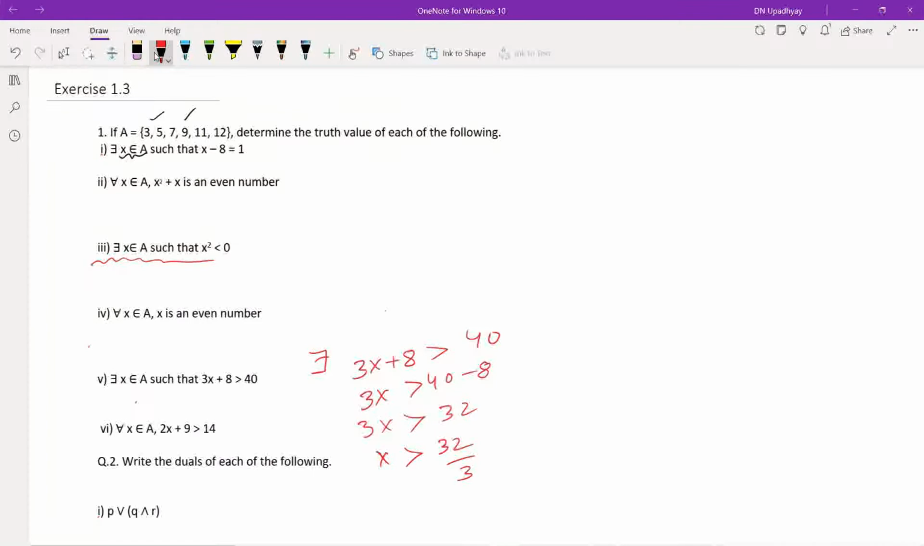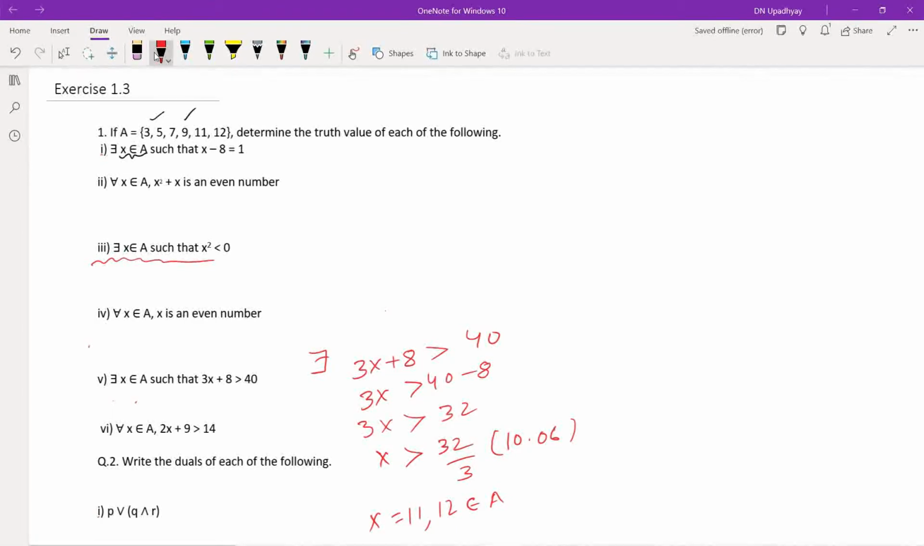32 divided by 3 means it is around 10.06. So x is greater than around 10 point something. If you take x equal to 11 or 12, which are from set A, yes, 11 and 12 both are greater than 10.06.